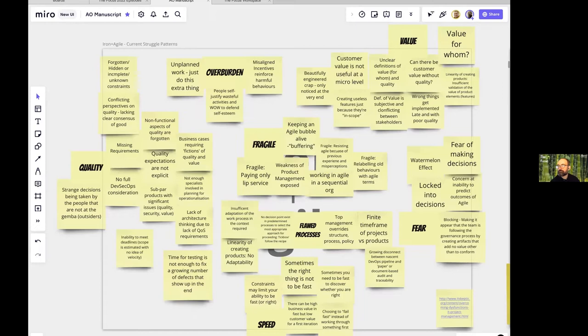Other struggle patterns that we noticed, that bring out the worst of the iron triangle, is this thing called overburden. And with that, there's quite a lot of different Japanese terms. You must have heard of muda, muri, and Horia, help me out here. Mura. Those are forms of overburden.